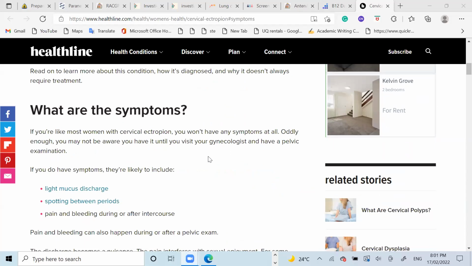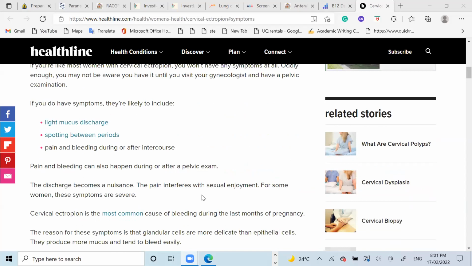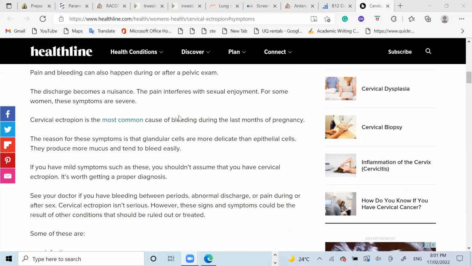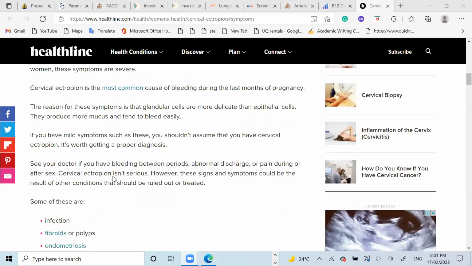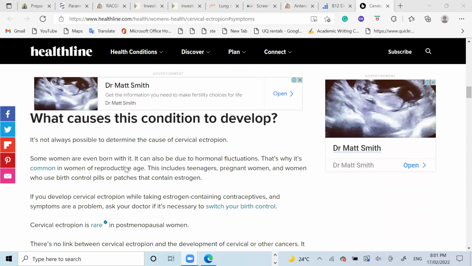So what are the symptoms? Patient will most likely present with light mucus discharge. Spotting between periods is a very common presentation. Pain and bleeding during or after intercourse is the most common presentation of cervical ectropion. So we do the pelvic exam, we do the speculum examination. All right. And cervical ectropion is the most common cause of bleed in the last month of pregnancy because the cervix is dilating at that time. Effacement is going on. All right, so we know the causes.